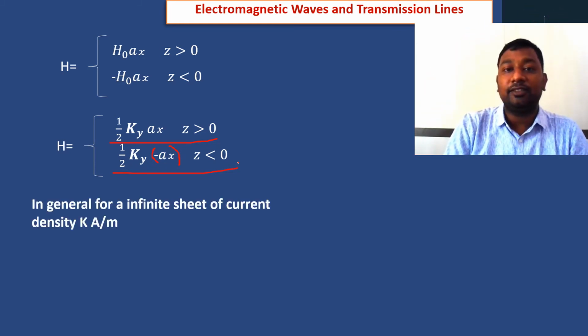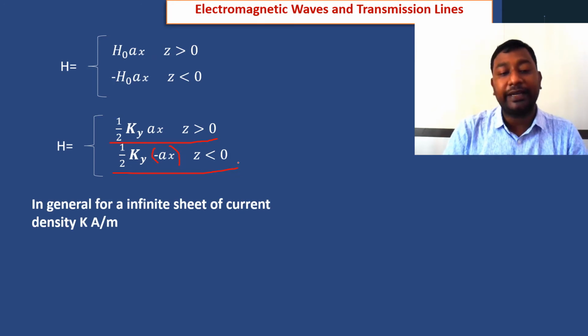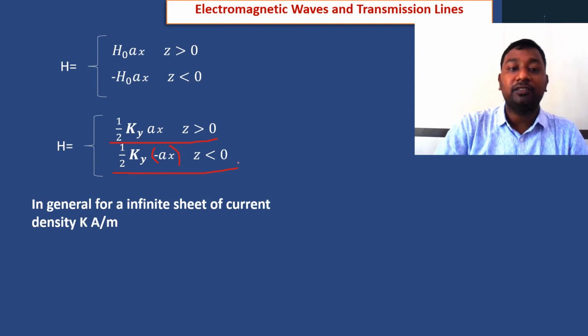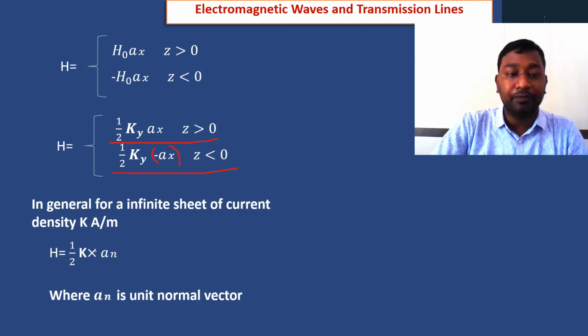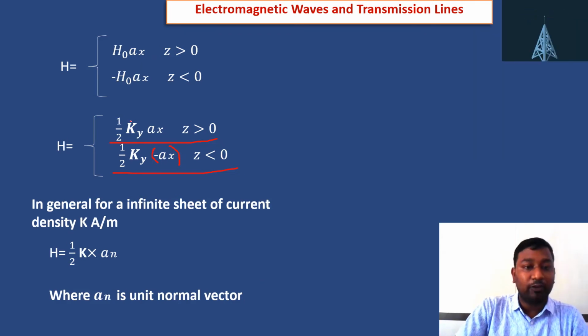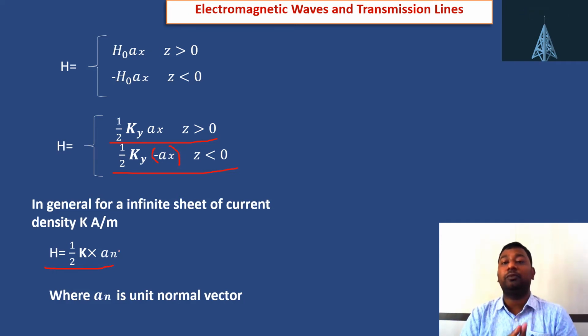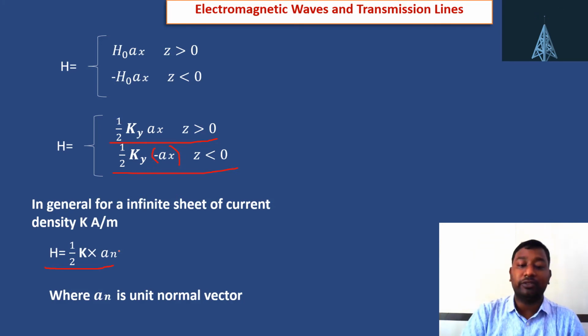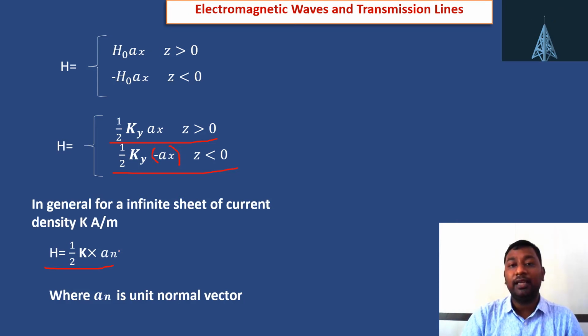Now in the general case, for an infinite sheet of current density K ampere per meter, instead of writing all those things, we can directly write H equals half of K cross a n vector, the cross product of this part. Here a n is the unit normal vector. Instead of writing a y and a x, or writing z greater than 0 and z less than 0, we can directly find H equals half into K cross a n. Cross product means the result is perpendicular, so a n is the unit normal vector. So that is the application of Ampere's law for a surface current.